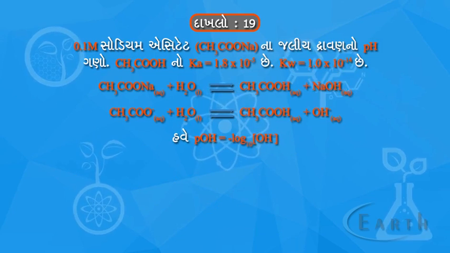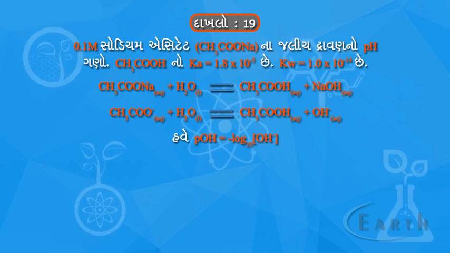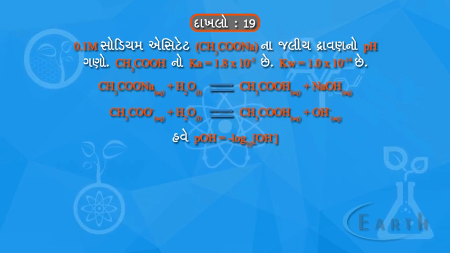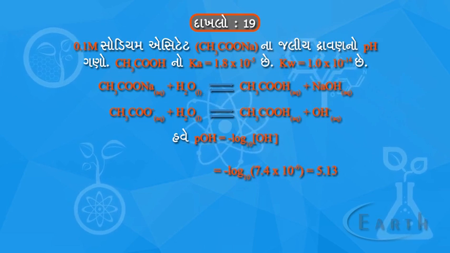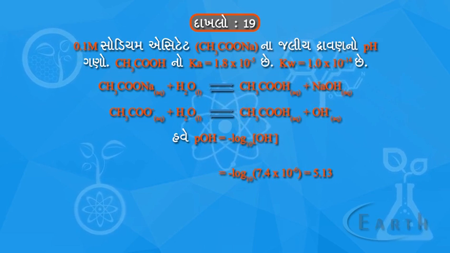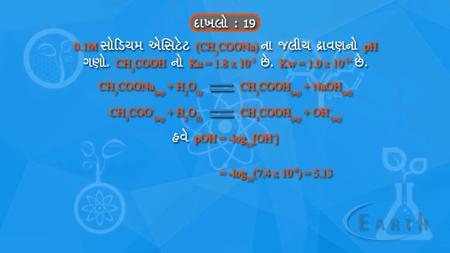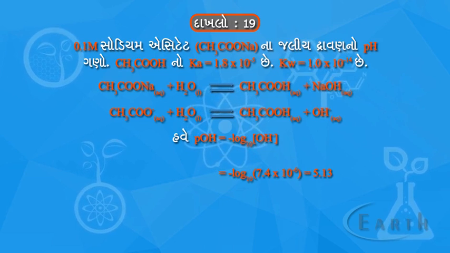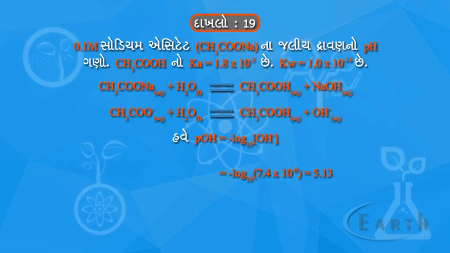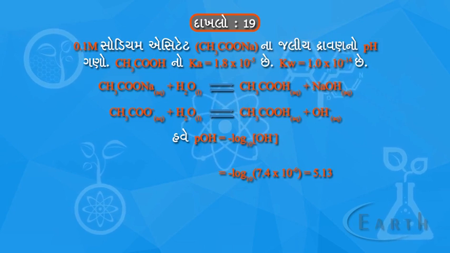હવે pOH = -log10[OH⁻] = -log10(7.4 × 10^-6) = 5.13.